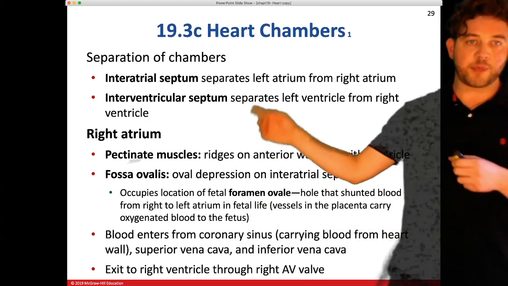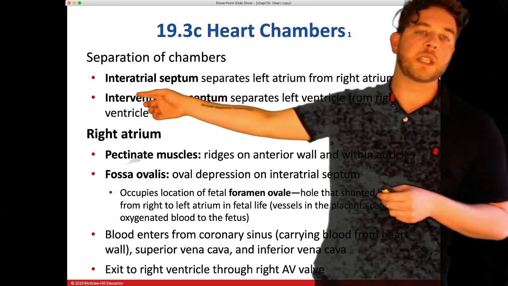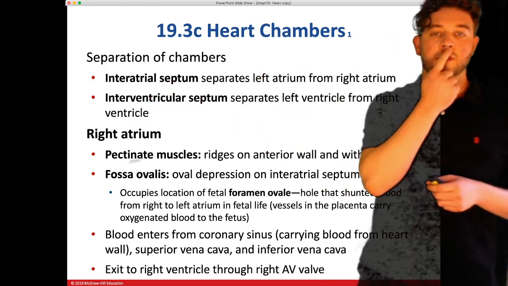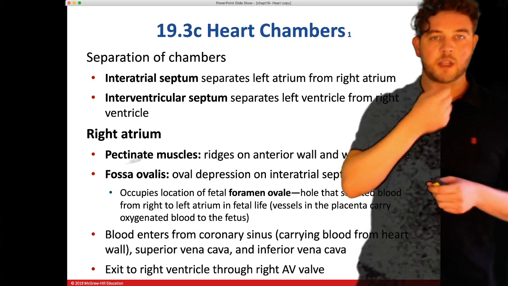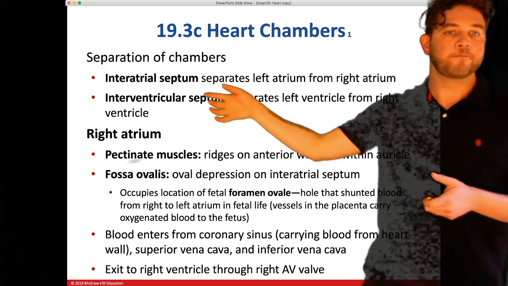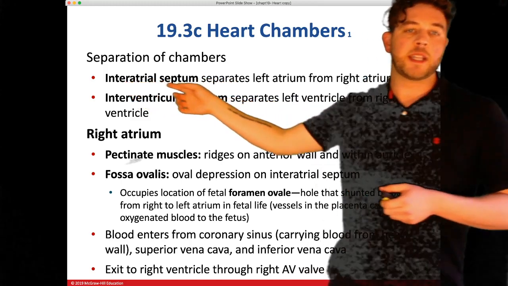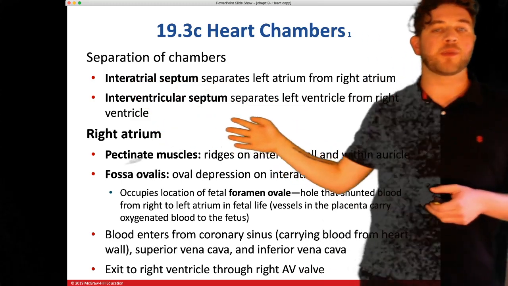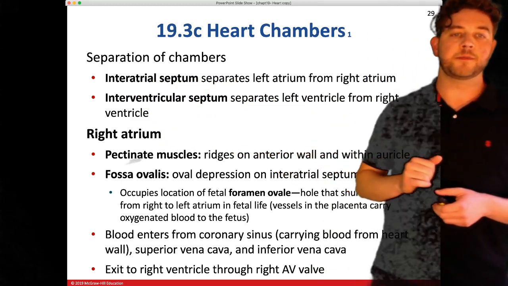Okay, the separation of the chambers is done by two septa. Septum is like the thing in your nose. If you see a close-up video of me, I have my septum pierced. That's what that is. The interatrial septum is between the atria. The interventricular septum separates the left ventricle from the right ventricle.